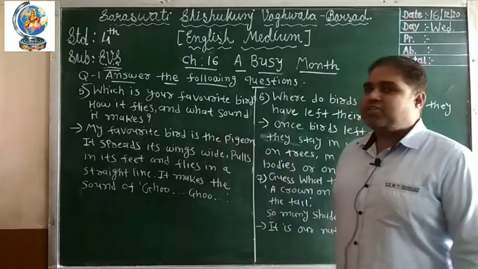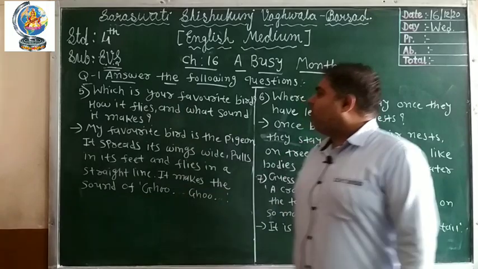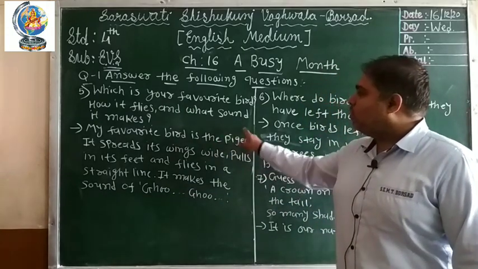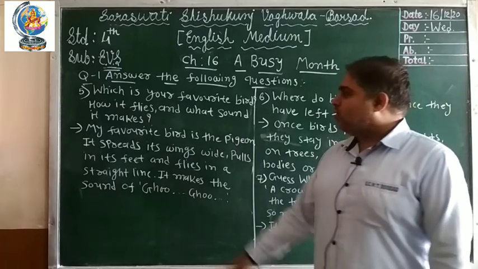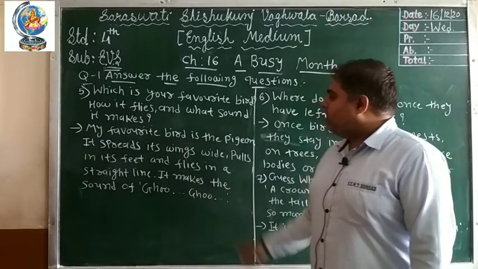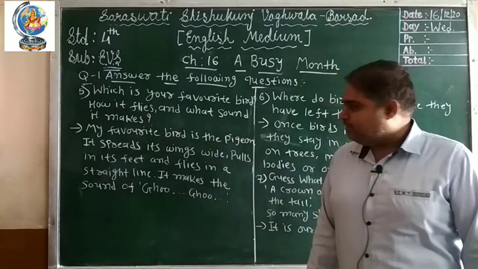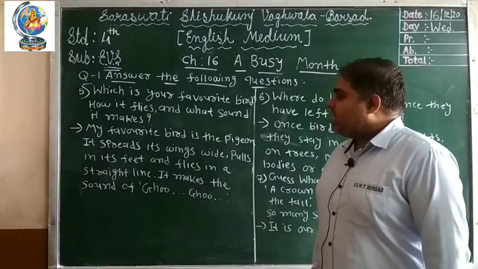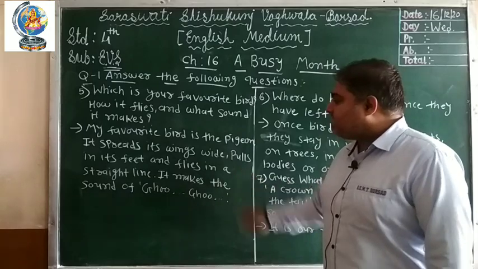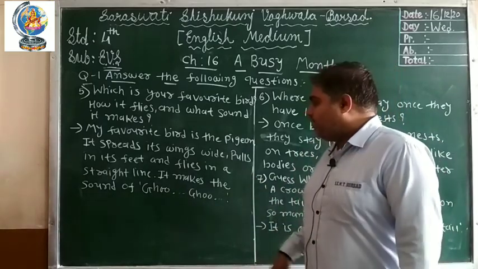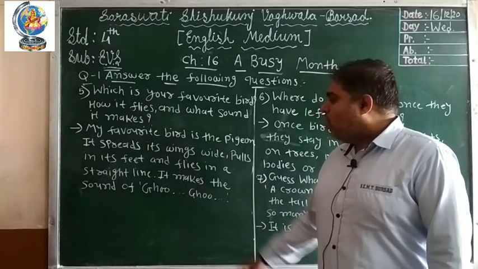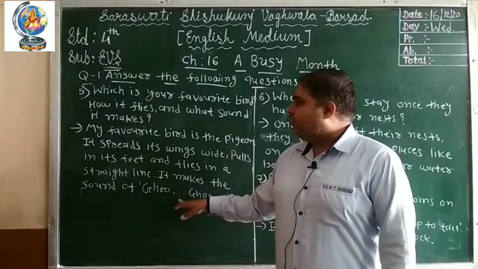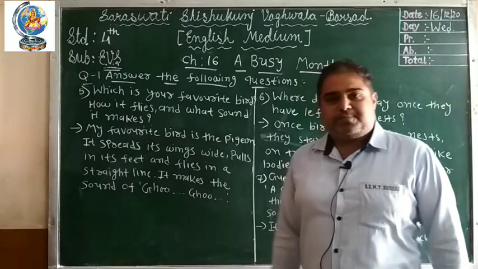Students, the final question is: which is your favorite bird? How does it fly and what sound does it make? So students, the answer is, my favorite bird is the pigeon. It spreads its wings wide and flies in a straight line. It makes the sound of goo goo. Students, this is why my favorite bird is the pigeon.